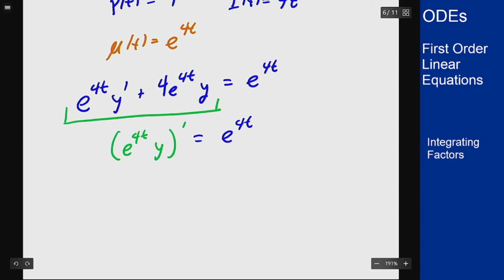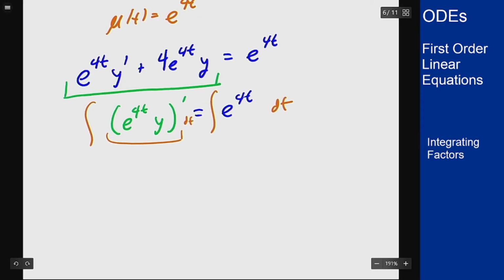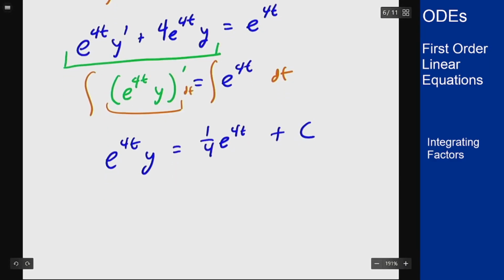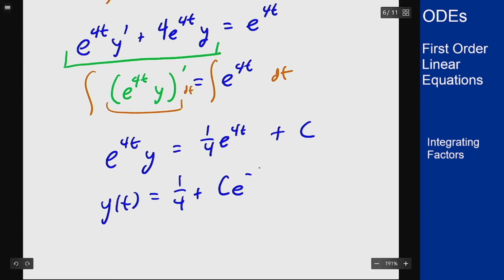Because the left side is a derivative, when I integrate both sides in t, I end up with e^(4t) y equals whatever I get for the other side. If I integrate e^(4t), I get 1/4 e^(4t), and don't forget the plus c. I can divide both sides by e^(4t) to get that the general solution is y = 1/4 + c e^(-4t).